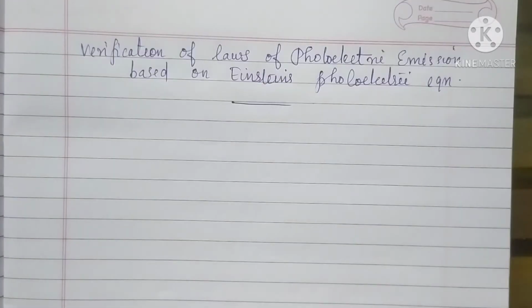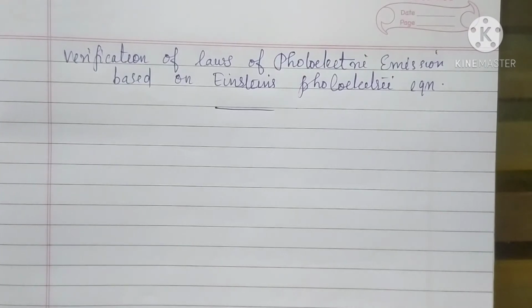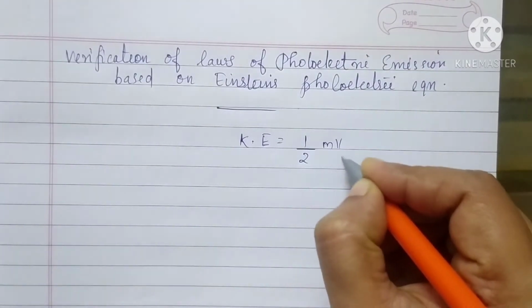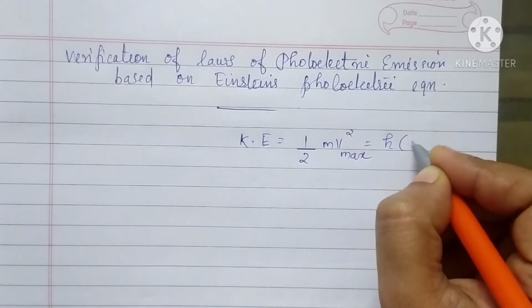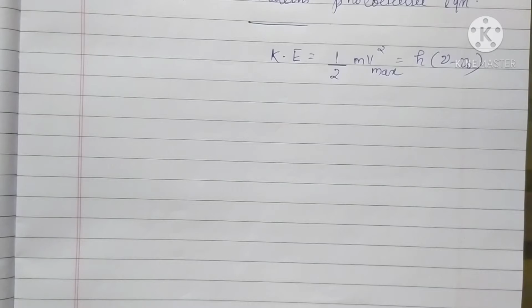Clear? So next we are going to verify the laws of photoelectric emission based on Einstein's photoelectric equation, because as you have seen, we got certain laws from photoelectric emission and wave theory couldn't explain them. At that time Einstein's photoelectric equation came into existence, and now we see how it is used to explain or verify the laws of photoelectric emission. Our equation is kinetic energy, or half m v max square, is equal to h into (nu minus nu naught). This is Einstein's photoelectric equation.